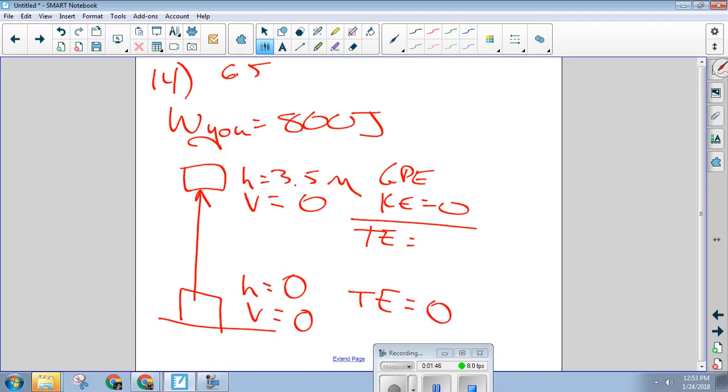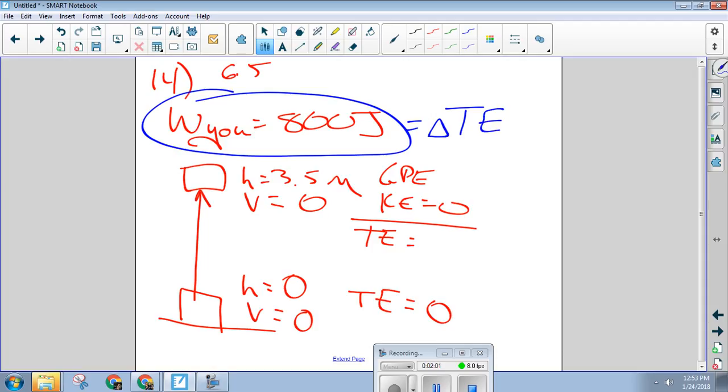Anybody see where we're going here? What's the significance of this number, you guys? The work you did is 800 joules. Why do we care? Because it's going to be equivalent to the change in total energy. So if we started with 0 joules, and then we gain 800 joules, that means the total energy here has to be 800 joules. Right? Because of this equation right here. Our work was 800. Our total energy initially was 0. So the total energy final must be 800. Make sense?